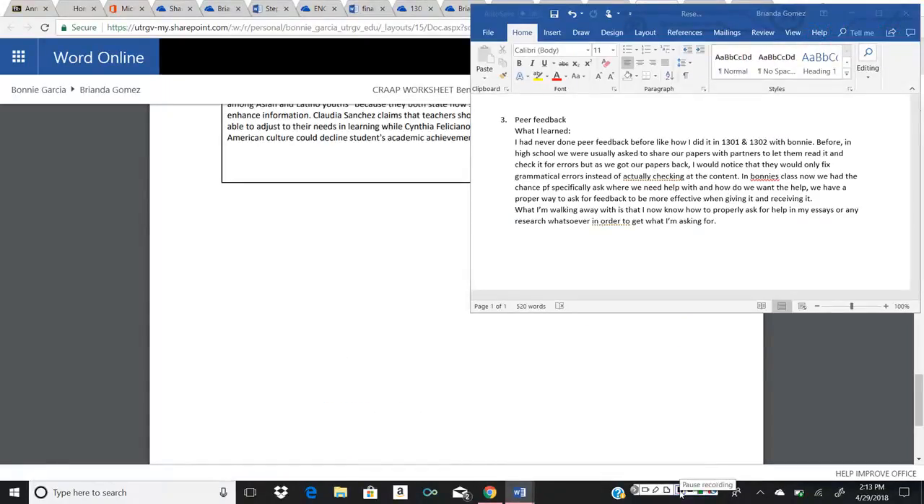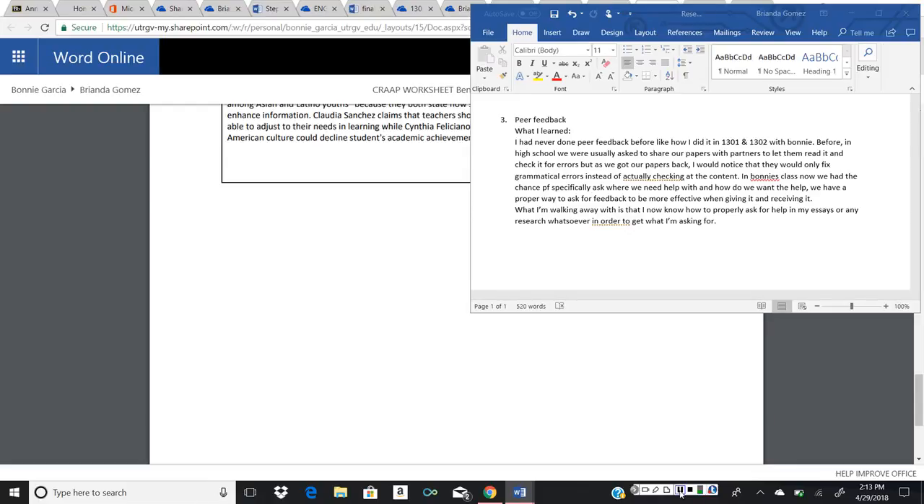Lastly, what I learned is peer feedback. And I have never done peer feedback before, like how I did it in 1301 and 1302 with Bonnie. Before, in high school, we were usually asked to share our papers with partners to let them read it and check it for errors. But as we got our papers back, I would notice that they would only fix grammatical errors instead of actually checking the content.